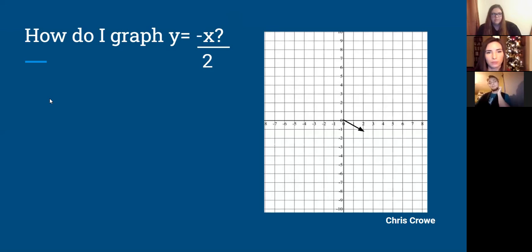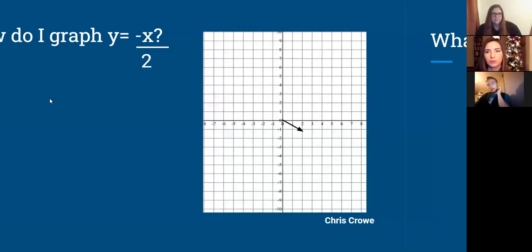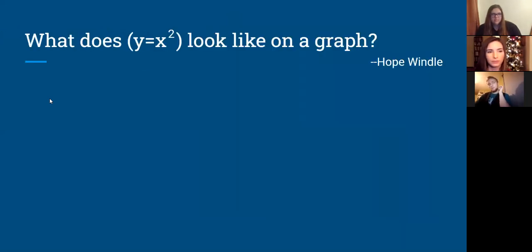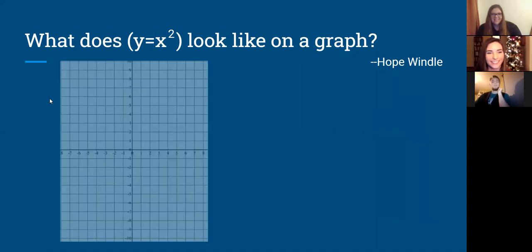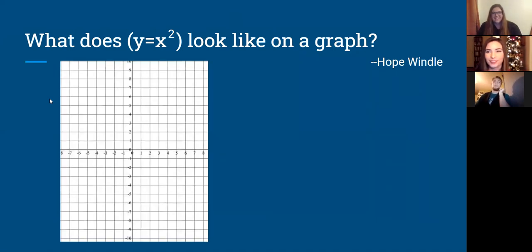Okay. Thank you. Now, I have a question for you, Hope. Can you explain what y equals x squared will look like on the graph? Sure. Let me get my annotate tool up so I can actually draw on it, because I couldn't find a cool parabola looking thing. Let's see. I'm going to draw.